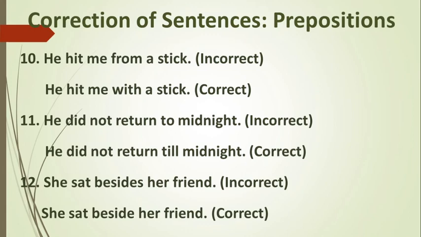Next example, she sat besides her friend. She sat beside her friend. The second sentence is the correct one, because beside means by the side, in terms of position, while besides means in addition. So here beside is the correct one and not besides.